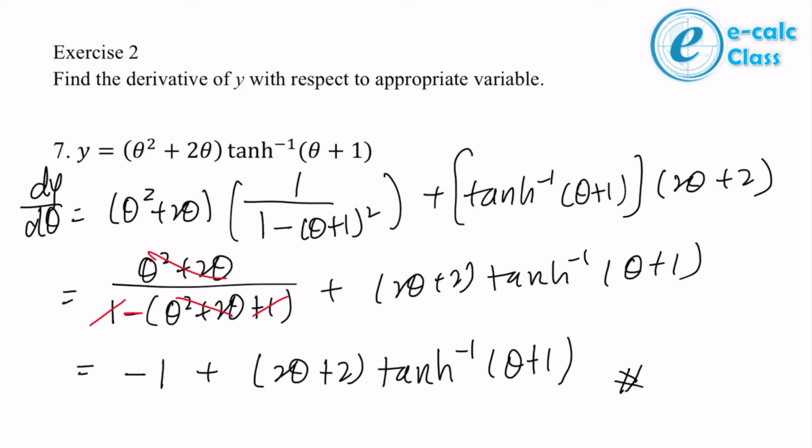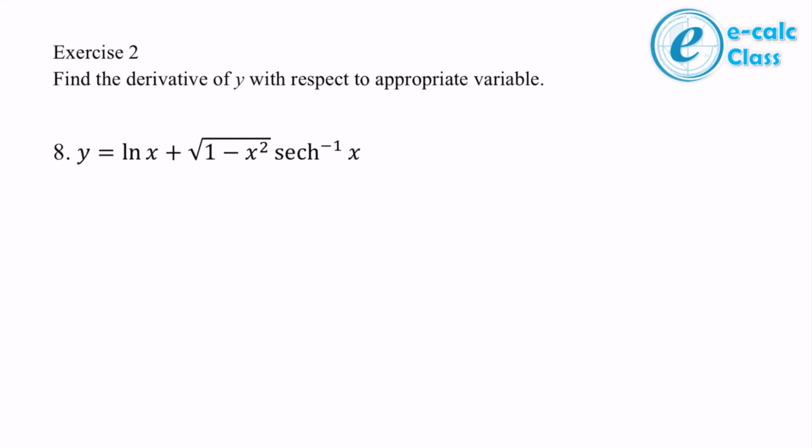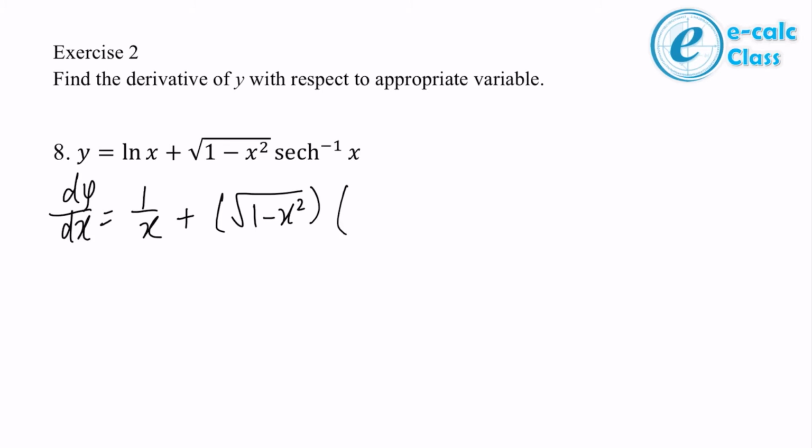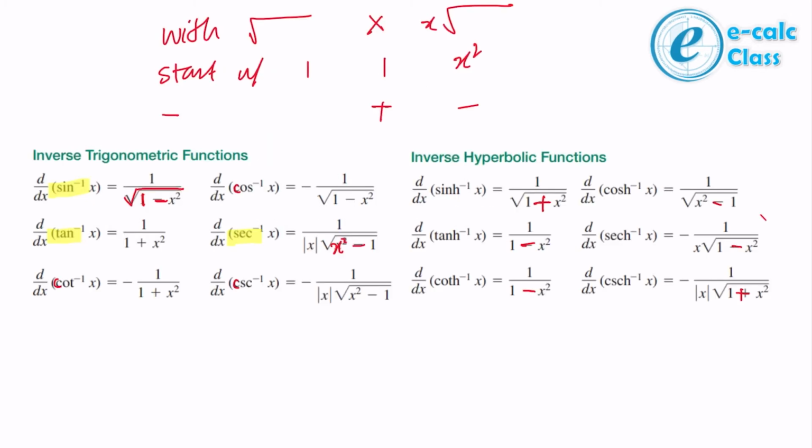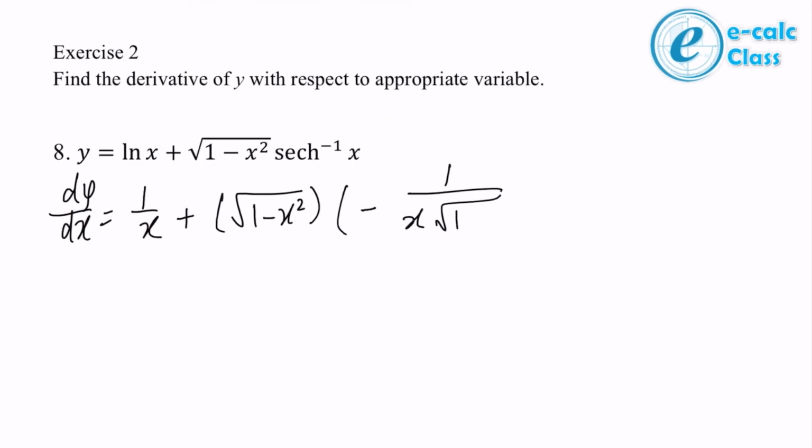Okay, so all these are about practicing, and you need to do a lot of exercises to get used to this. Okay, ln, you know that it is 1 over x, plus product rule again, x squared, differentiate sech inverse, negative, with x, square root. I think it starts with 1, if not mistaken. Second, yeah, 1 minus x squared. 1 minus x squared.